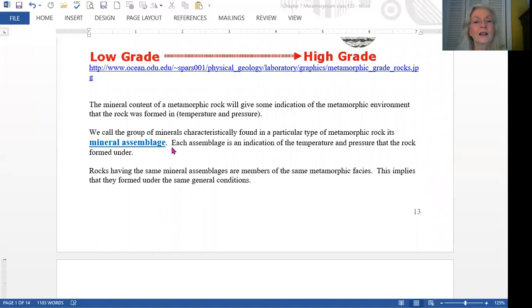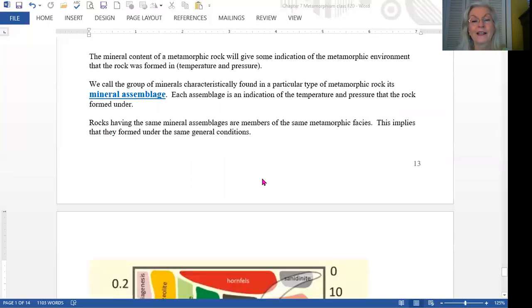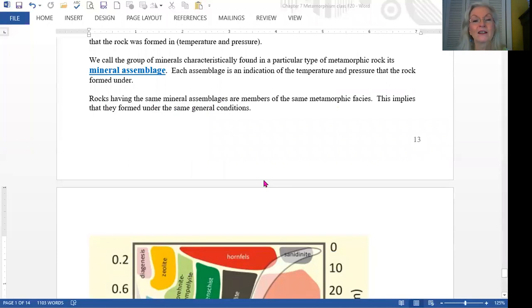So when we look at a rock, we look at all of the minerals in the rock. That's called the mineral assemblage. And that's going to give us indications of the temperature and pressure that the rock was under. The rocks that have the same mineral assemblages are members of the same metamorphic facies. And that means they solidified during the same general conditions. Again, it's all deductive reasoning. We're deducing things based on the data.